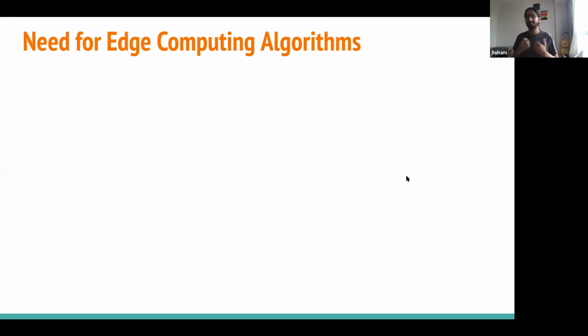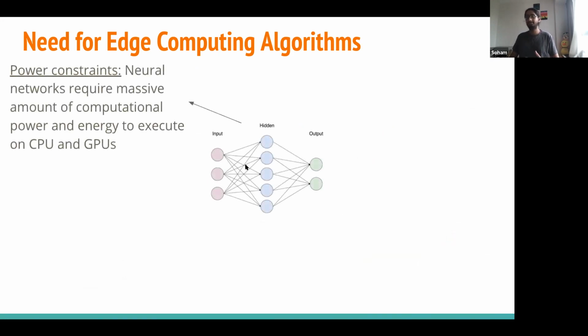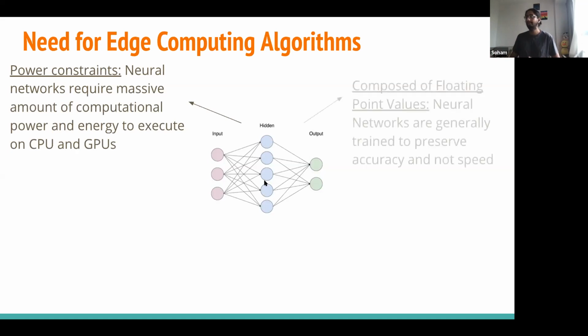Okay, so a recap. What's the need for edge computing algorithms? You should know this by now. One of the major hurdles in deploying models to the edge is that there are power constraints. What that means is that normal neural networks consume so much power to execute. We don't have that kind of power at the edge, or in small devices. So we need to compress our models so that they can be deployed at the edge.